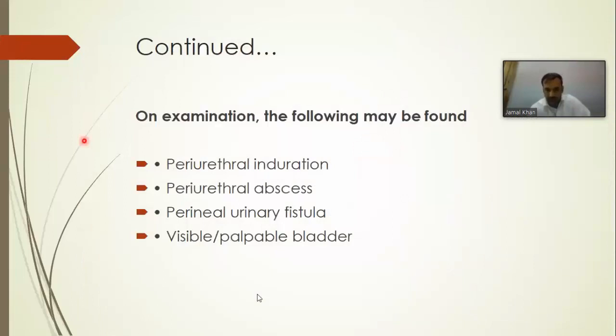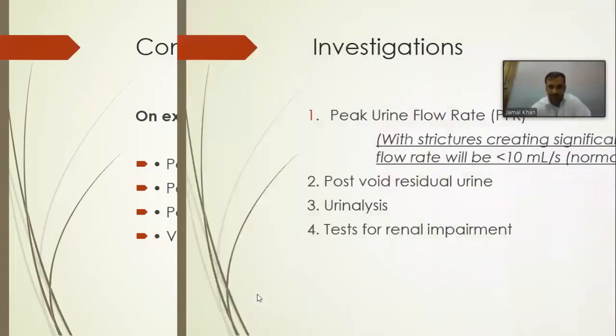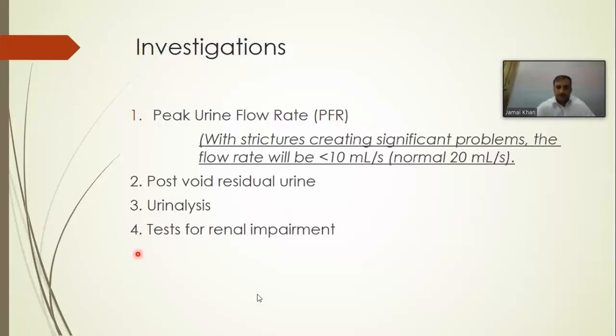On examination, the following may be found: periurethral induration, periurethral abscess, perineal urinary fistula, and a visible or palpable bladder. Investigation: peak urine flow rate with strictures creating a significant problem. The flow rate will be less than 10 ml per second. In normal, it's 20 ml per second.